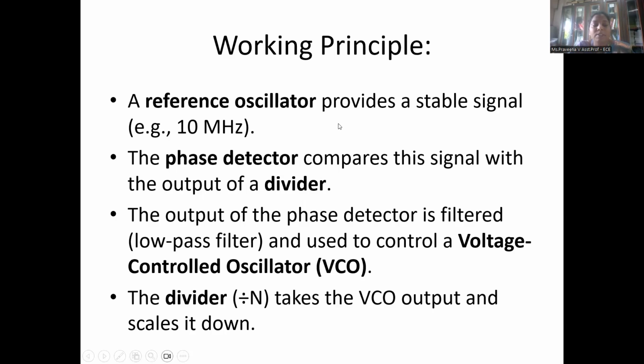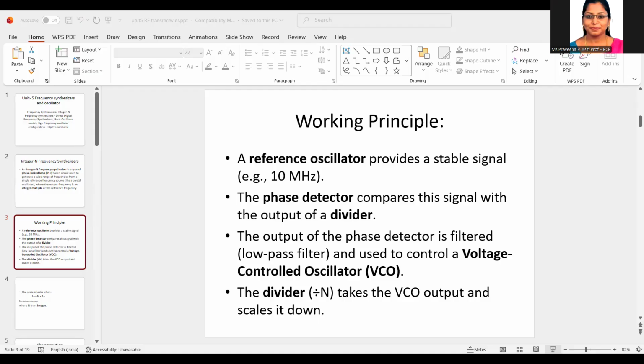The reference oscillator produces a stable frequency, for example, 10 megahertz. The phase detector compares the reference signal with the divided VCO signal. VCO is nothing but voltage controlled oscillator. It generates an error signal based on the phase difference of both the reference oscillator and the divided VCO signal. This error signal is filtered and applied to the VCO as a control voltage.